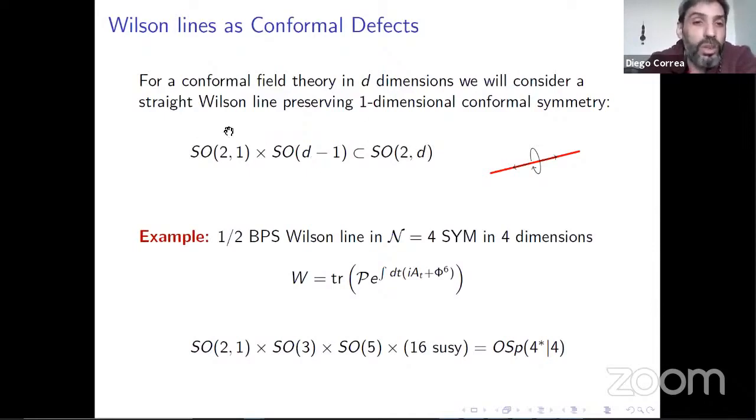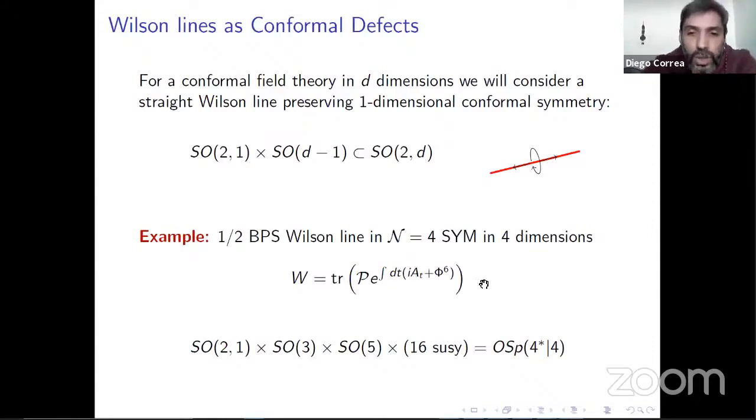There is the hope of preserving some of the residue of the conformal symmetry, and the best you could do is just to preserve the conformal symmetry on a line, which is an SO(2,1), and the rotations in the directions transverse to this line, which in this case could be an SO(5). So an example of such a one-dimensional conformal line is the half-BPS Wilson line in N=4.